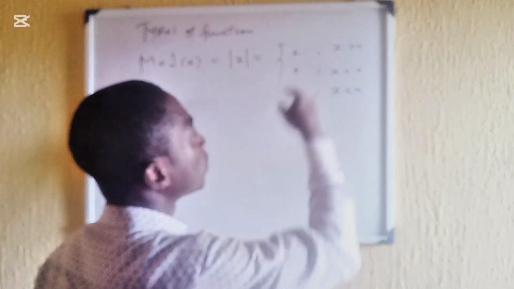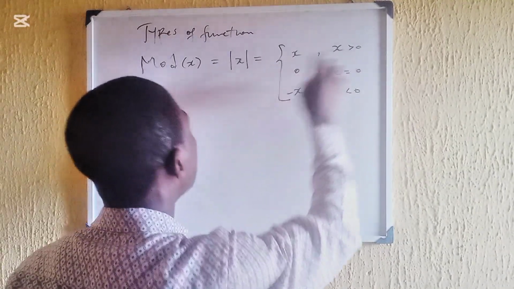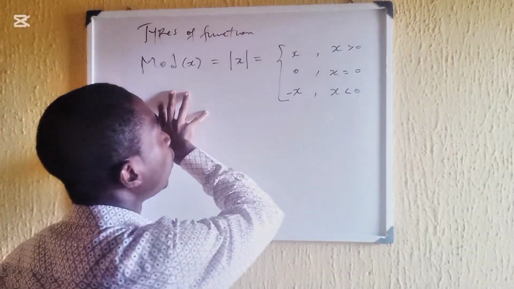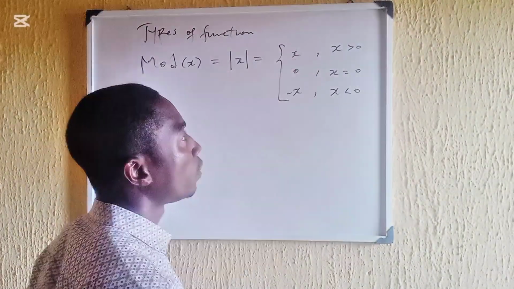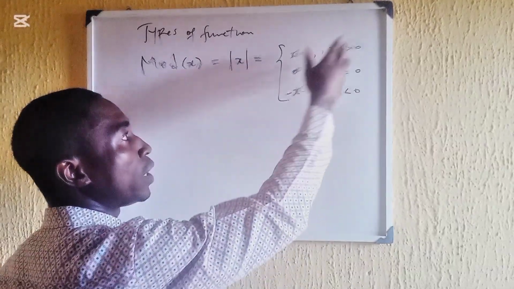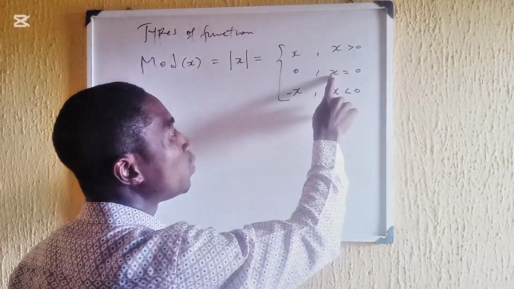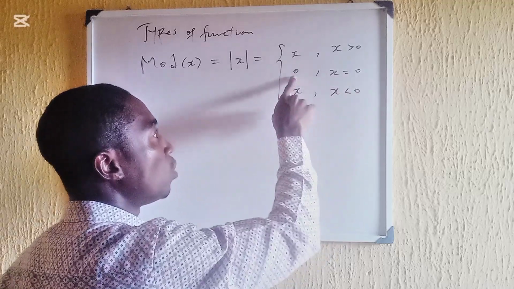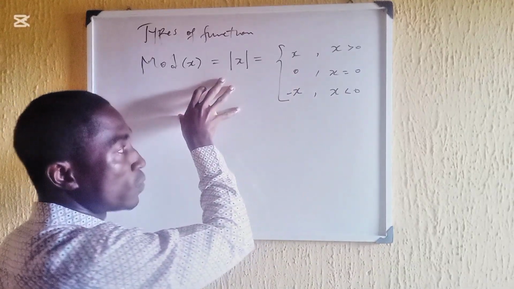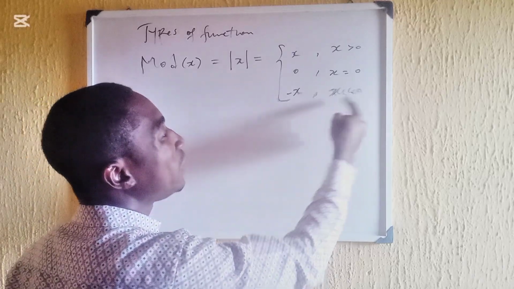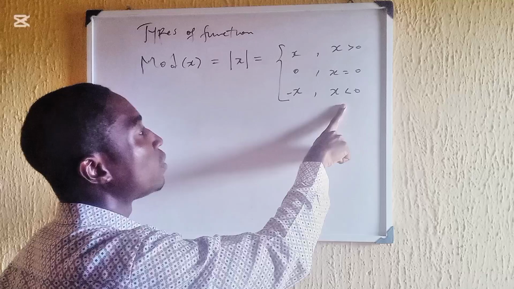It means that when x is greater than 0, the value of this function will be the value of x. In other words, we'll be having the graph of an identity function when x is greater than 0. Then when x is equal to 0, we'll also be having 0 as the output value. Then when x is less than 0, what do we have?